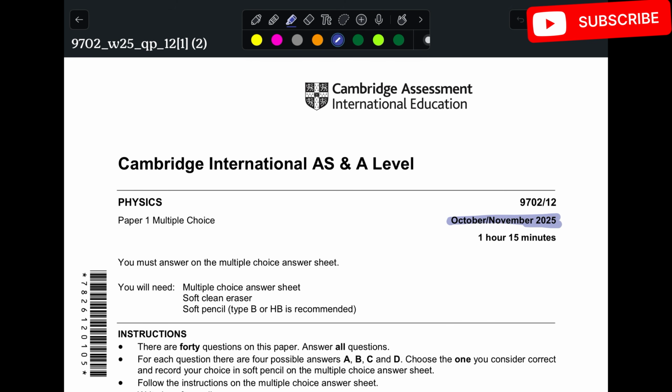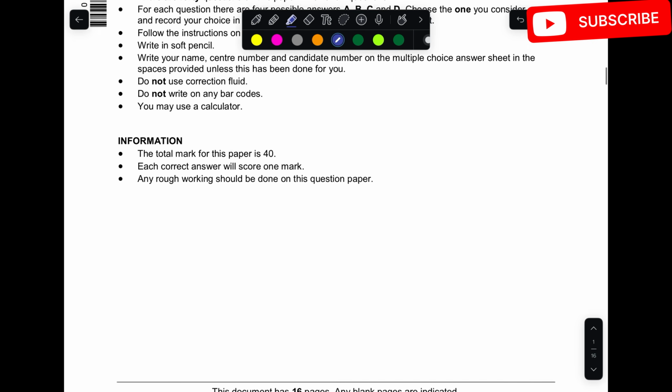AS paper October November variant 1 2. Okay, so let's begin with the first question.